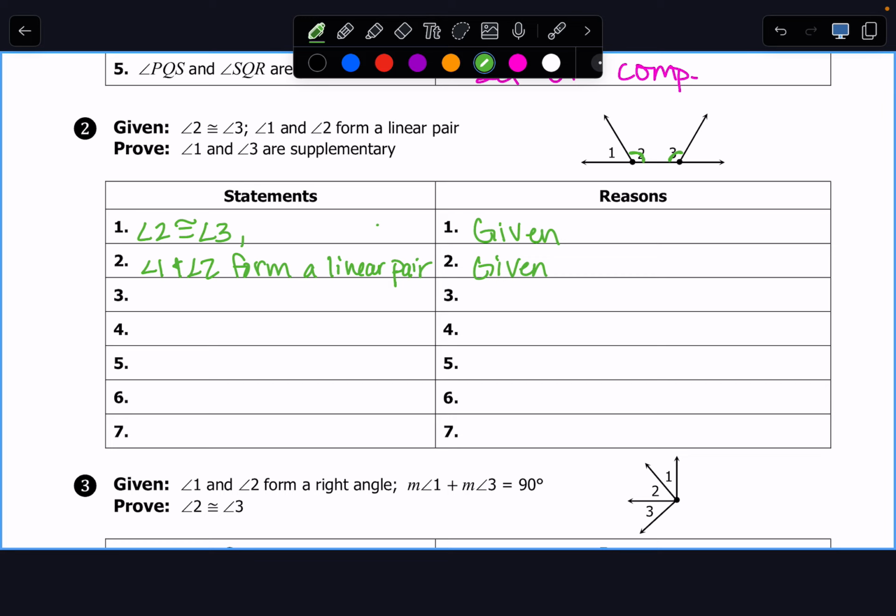Now, because angle 1 and angle 2 form a linear pair, what do you think we can say with that? Their angles add up to 180 degrees. So you're telling me the measure of angle 1 plus the measure of angle 2 equals 180? And what would our reason be?